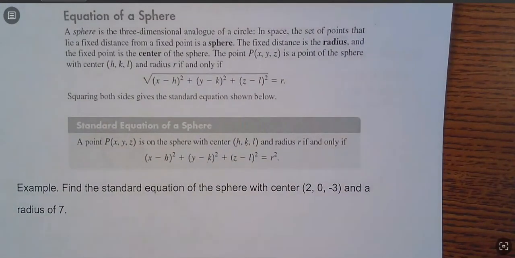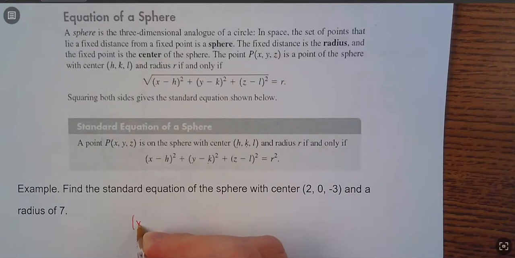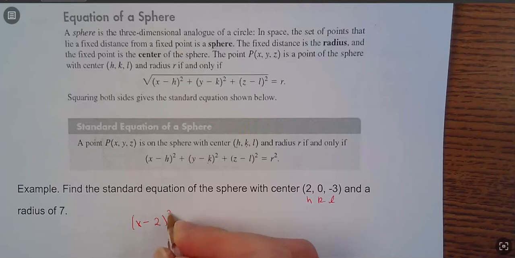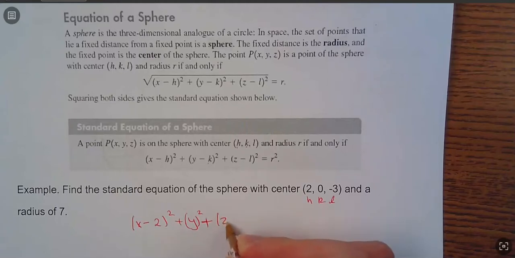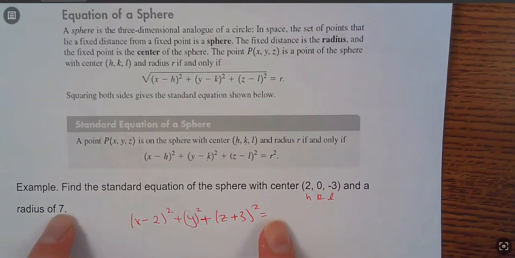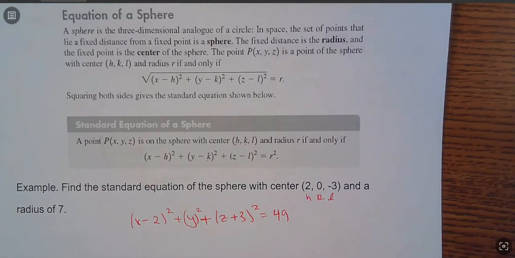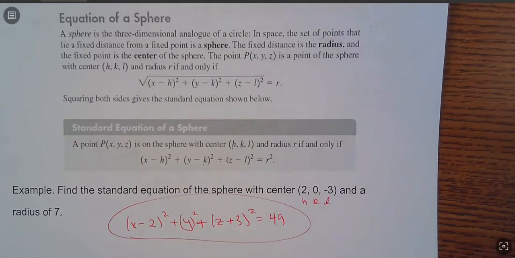So after all that is being said, if you want to graph this, find the standard equation. Well, it'd be x minus, and this is the h, k, and l. So x minus 2 squared plus y minus 0 squared, plus z minus -3 squared. And how far away do we want it to be? We want it to be 7 units away. Well, since I got rid of the square root, this was a 7, but when I squared both sides, this became a 49. And that's it. You just plug it in. So that would be the answer. That's the standard equation of the sphere that's centered at this point right here.